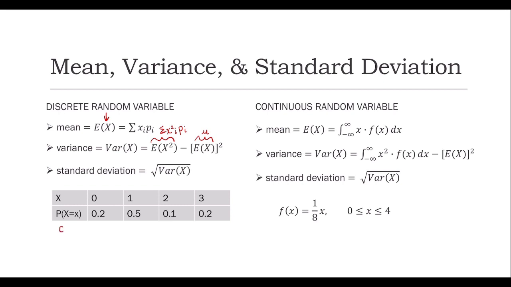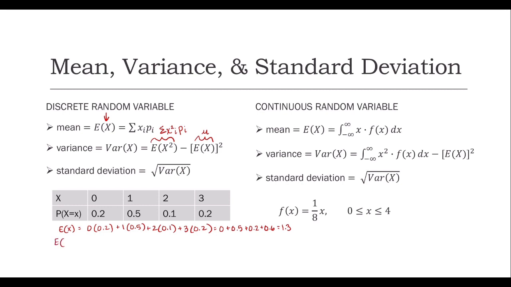So to find our mean, we'll take each x value and multiply it by its probability, and then we'll add those together. So we have 0 times 0.2, which is 0, plus 1 times 0.5, which is 0.5, plus 2 times 0.1, plus 3 times 0.2, so that equals 1.3.